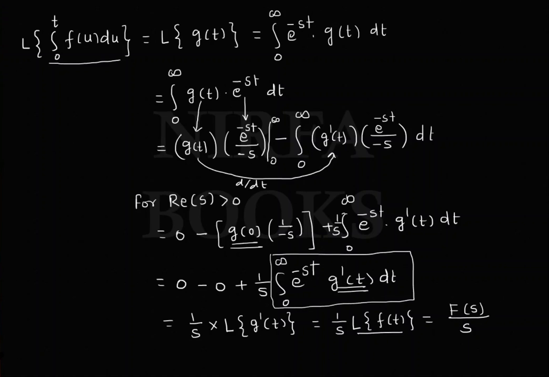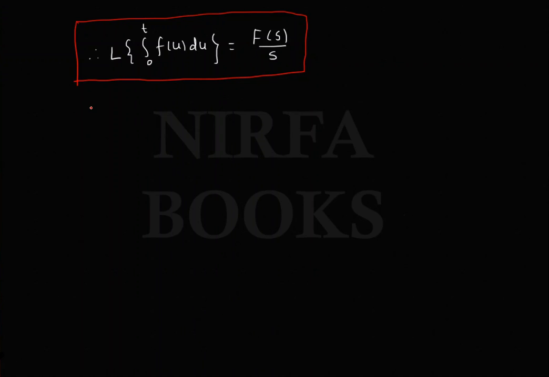See, we started with this side, and after simplification I get this side. Therefore, the Laplace transform of this quantity, this integral, is equal to F(s) upon s. So finally I can write, therefore, the Laplace transform of the integral from 0 to t of f(u) du is equal to F(s) upon s. And this is the final result which we have proved. So I can put a bracket around this result. This is the final result.